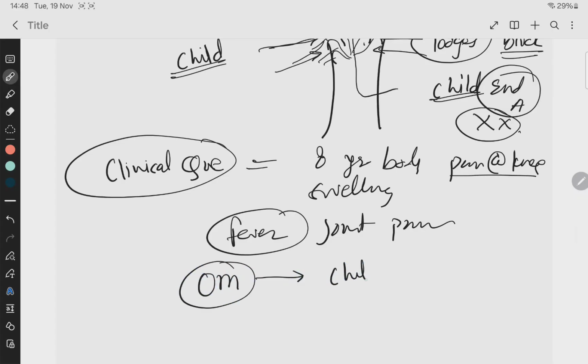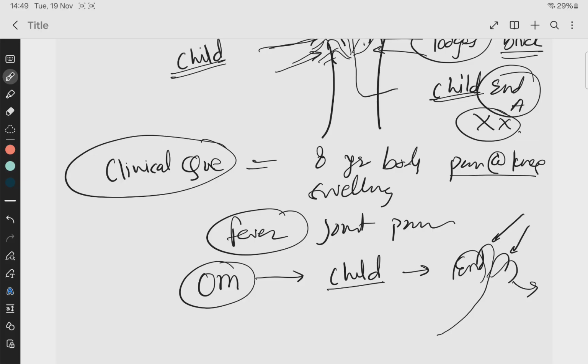Why is this condition more common in children? Because in children, end artery branches end at the metaphysis. These are the end arteries, and the structure of these end arteries is the hairpin bend structure in which the bacteria and the embolus or thrombus lodges and causes infarction of this end of the bone, that is called the end of the shaft, the metaphysis. And that's why the infection is more common over there and necrosis of the bone occurs, and that is called osteomyelitis.